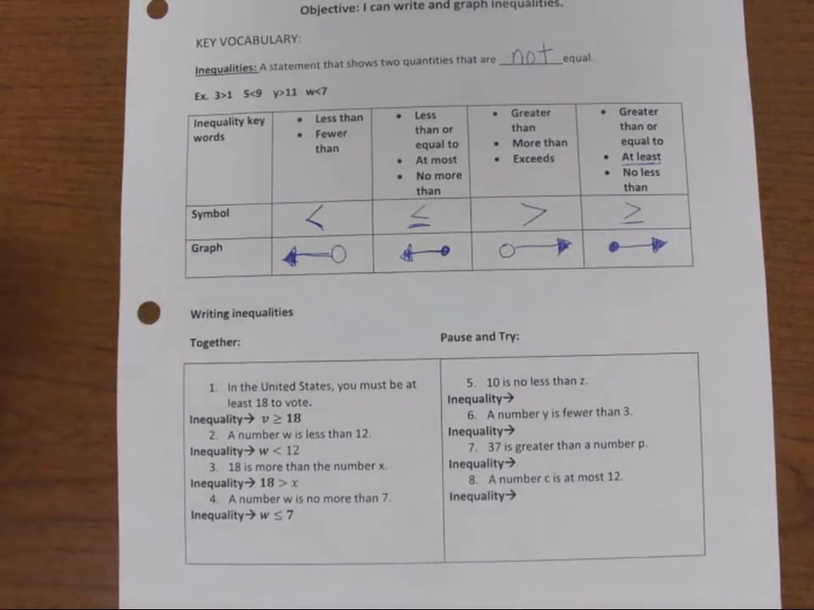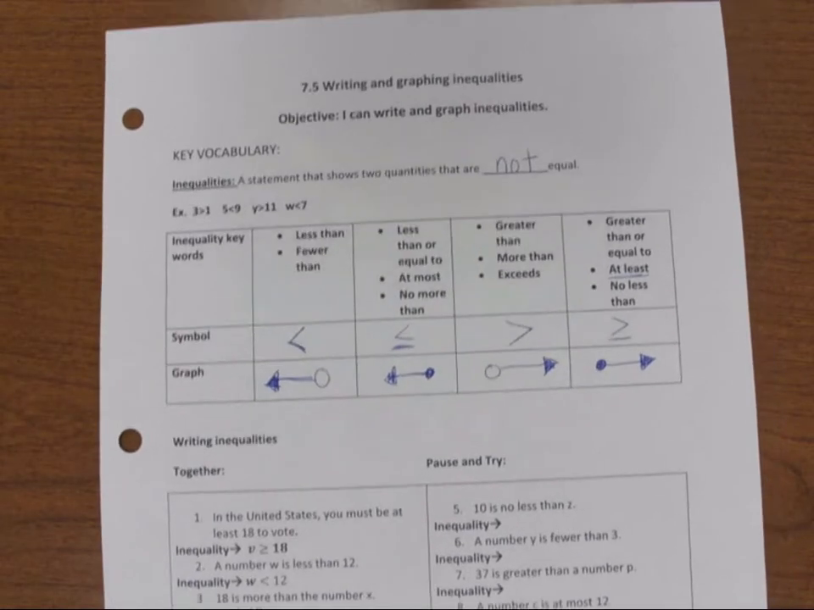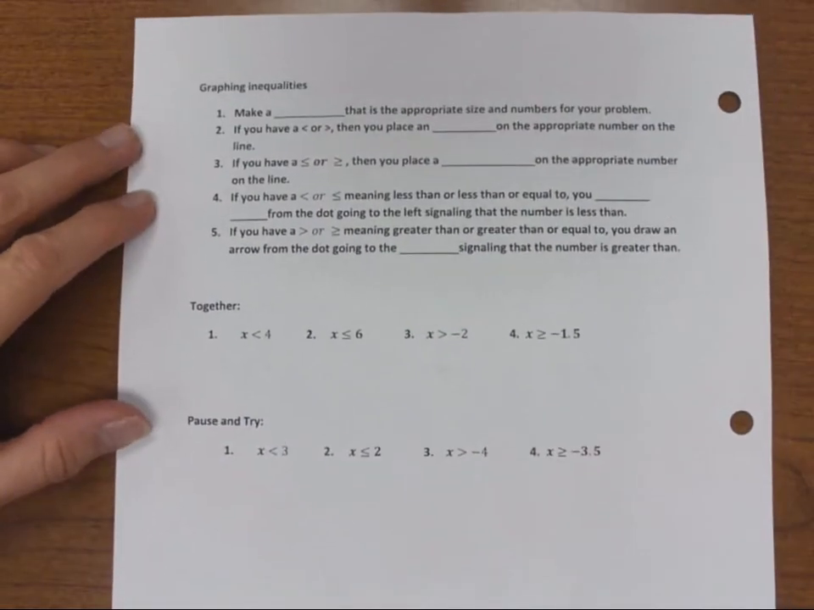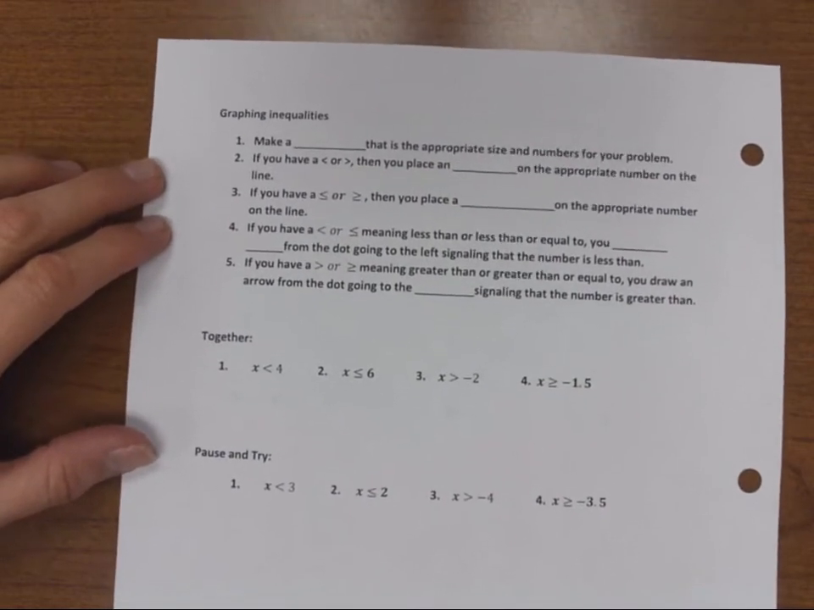So now I want you to pause the video. You try to do numbers 5, 6, 7, and 8. After you've done those numbers, turn your paper over and the video will continue. Okay, welcome back. We talked about writing inequalities. Now we're going to talk about graphing inequalities.